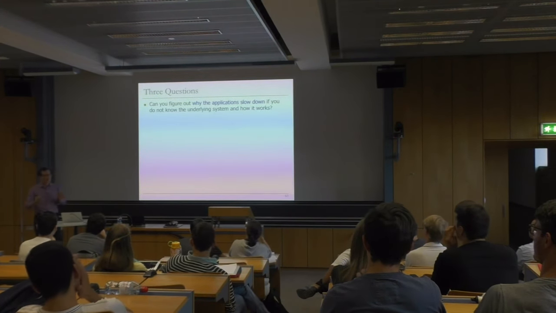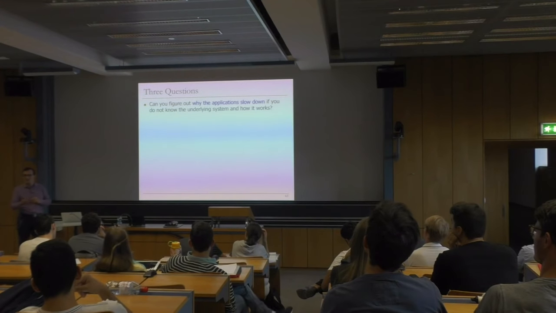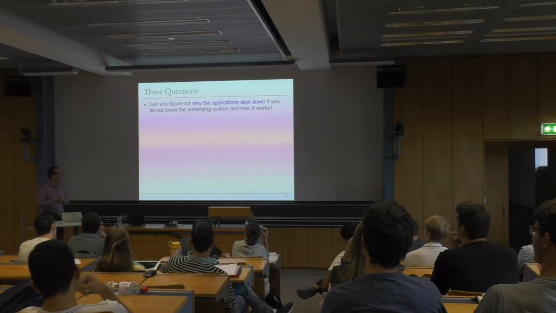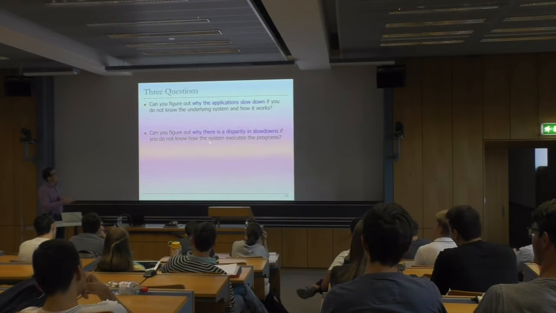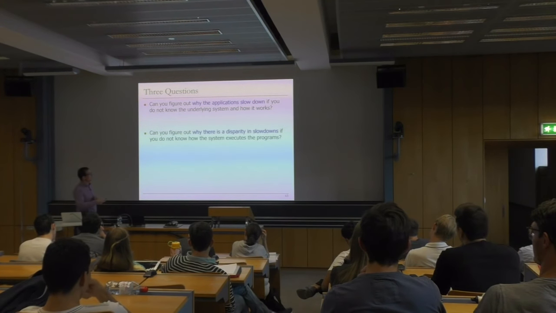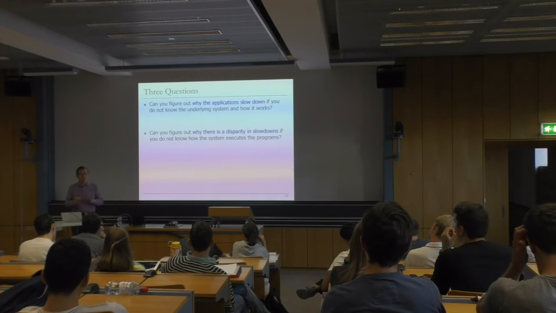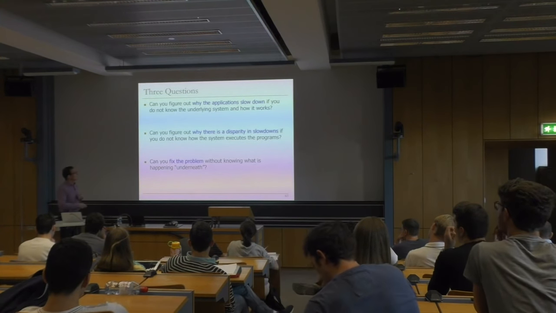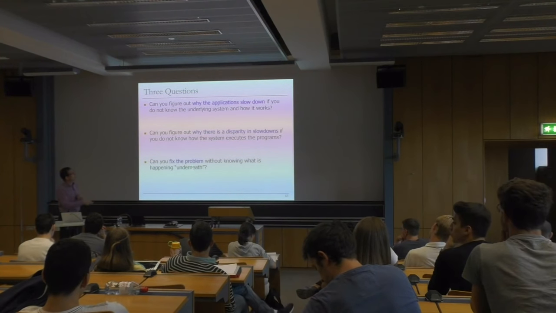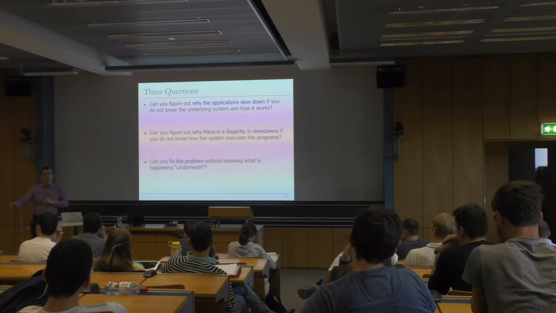So there are multiple questions over here, some of which we kind of touched on. Can you figure out why the applications slow down if you do not know how the underlying system works? I assume the answer is no, unless you have a counterexample. Can you figure out why there's disparity in slowdowns if you do not know how the system executes the programs? It's not just that both of them are slowing down equally. If both were slowing down equally, then probably you'd have better guesses, maybe they're getting delayed equally because they're interfering with each other. We'll see the example. And the next question is, of course, once you figure out what's going on, can you fix the problem? But it's very hard to fix this problem without knowing what's happening underneath.